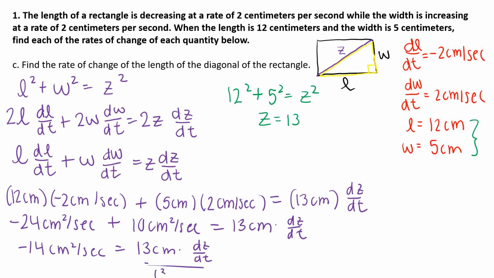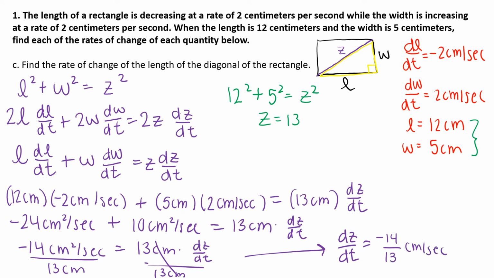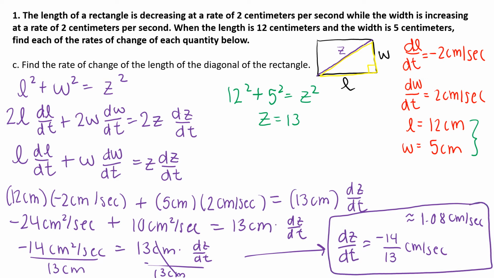Dividing both sides by 13 centimeters, we can write dZ/dt, the rate of change of the diagonal, as -14/13 centimeters per second, and we could also say dZ/dt is approximately -1.08 centimeters per second. So you can leave the exact, or you can round to 2 decimal places, to the nearest hundredth.